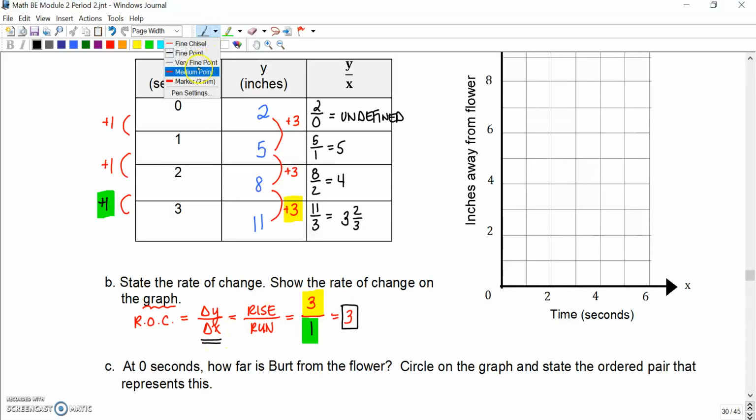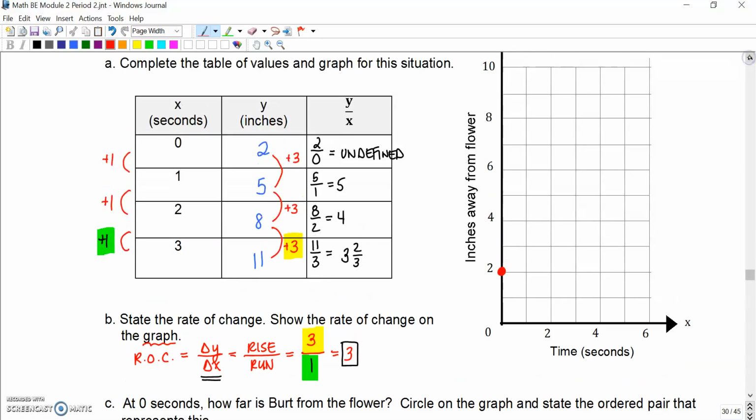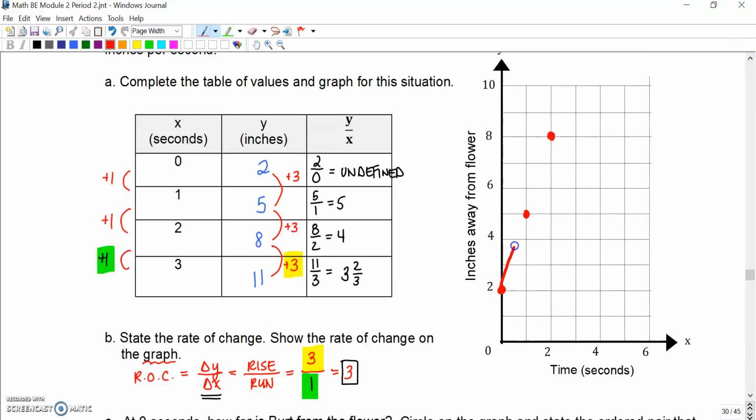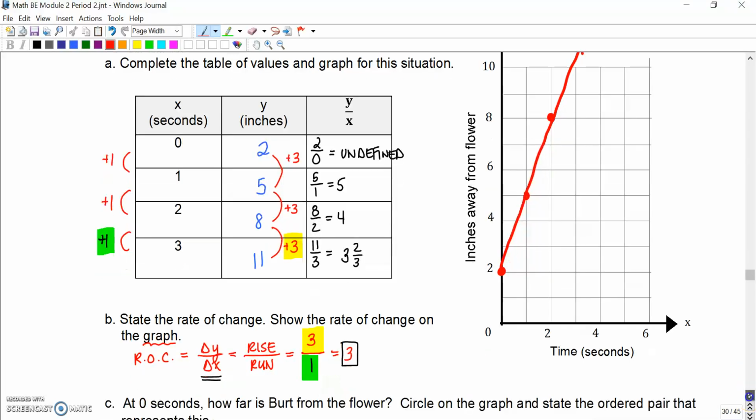Next, we're going to graph it. We'll take our points. We will start up at 0, 2. And then we'll go to 1, 5. And 2, 8. And we will connect these points, and we get our non-proportional linear relationship.